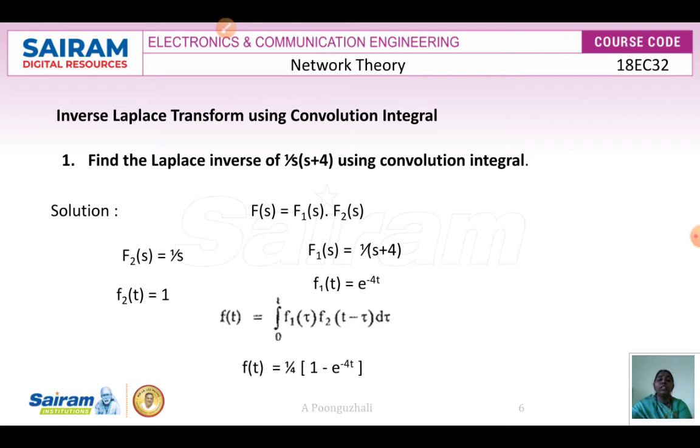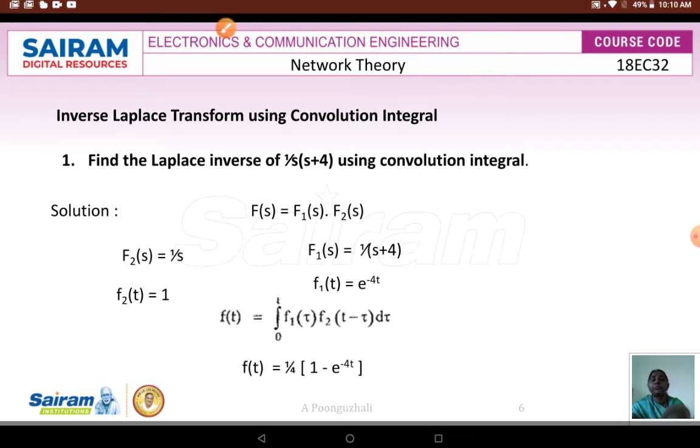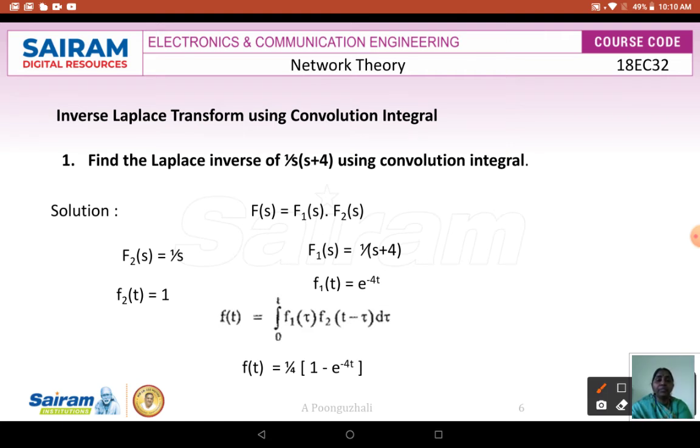So f of t is equivalent to integral 0 to t, where f1 of tau is here e power minus 4t, into f2 of t minus tau, which in this case does not have any time duration, so it is multiplied by 1 into d tau.